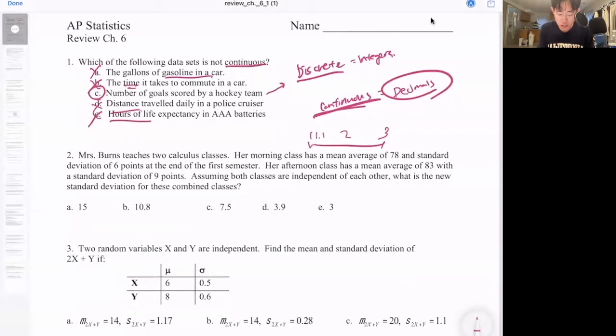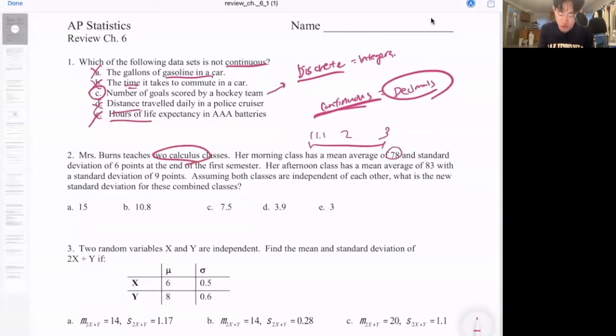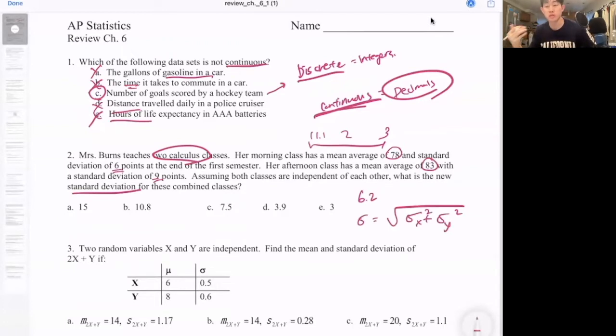Number 2 has two calculus classes, average 78 and 83, and the standard deviations are 6 and 9. What is the new standard deviation? Remember, combining variables in 6.2 tells us the new standard deviation formula: the standard deviation squared of X plus the standard deviation squared of Y, then square root them, and you get the answer. So that would be 36 plus 81 in total, so the square root of 117.